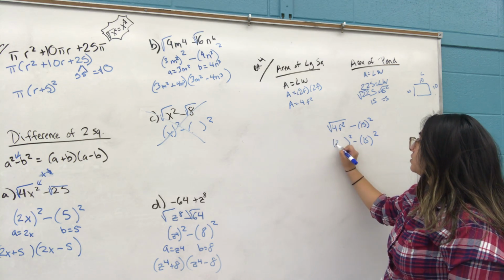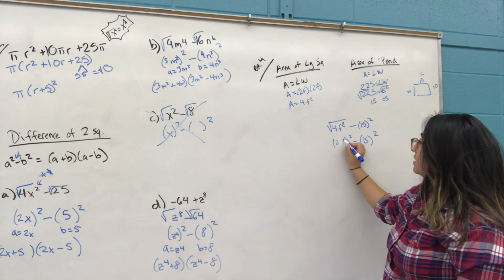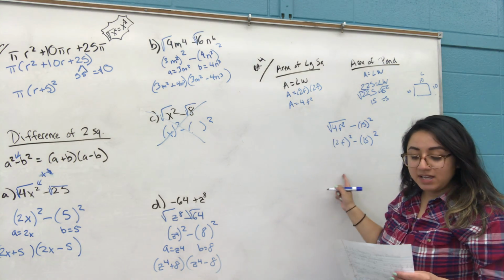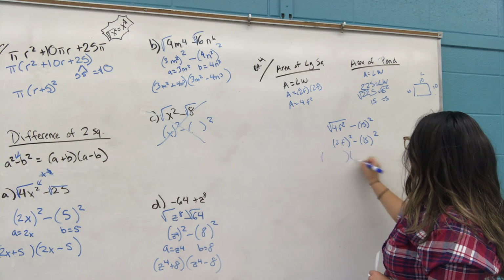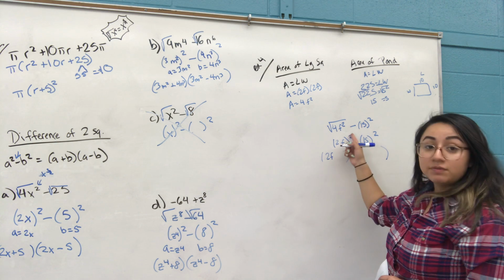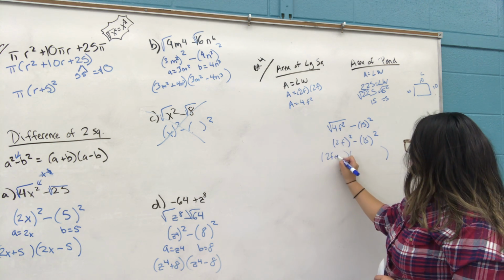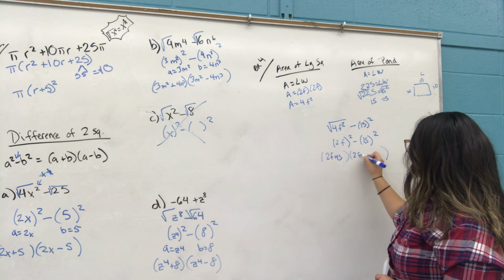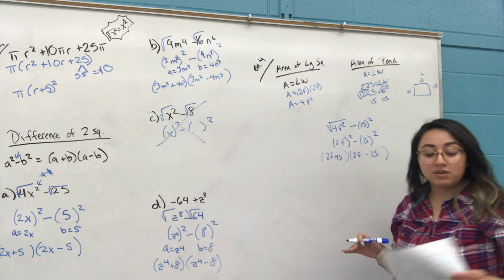The square root of 4 is 2. The square root of f squared is just f. And now we have it in terms of there, but now they want us to put it as two binomials. The first term, 2f, not 2f squared, just 2f, plus your second term, times your first term again, minus your second term. And there you go, that's your answer there.